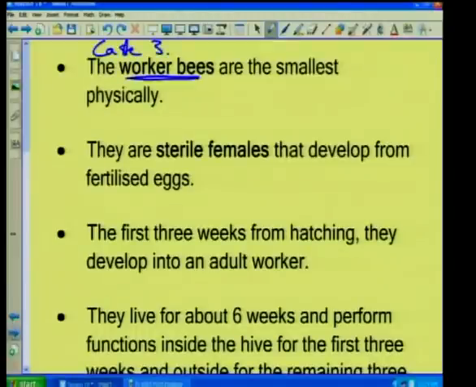And the little worker bees are the smallest physically. They're not as big as the queen. She's got to lay eggs. The drone's job is to mate with the queen. Now, these workers are all sterile little females, and they develop from fertilized eggs, which is different to the drone.